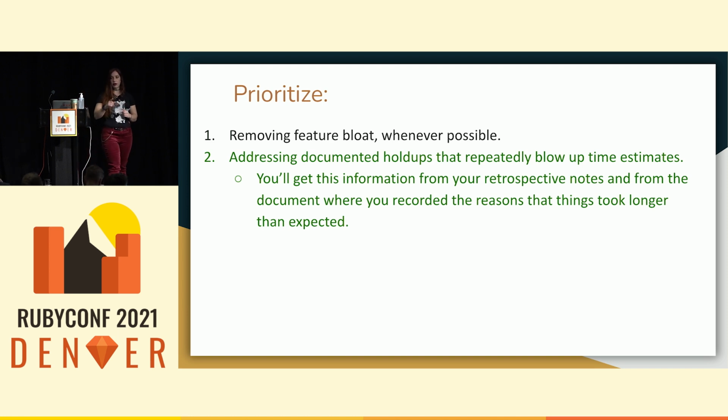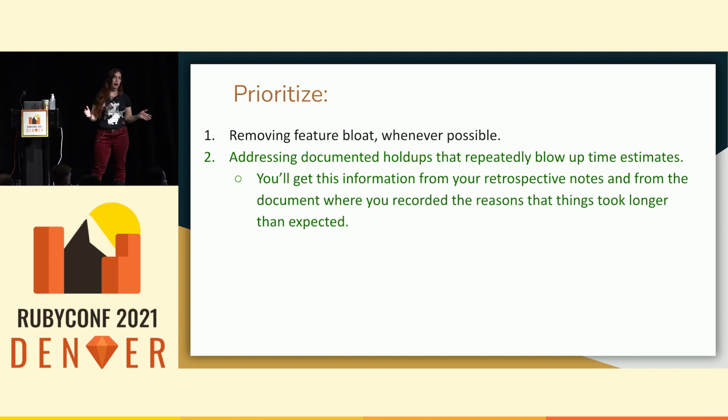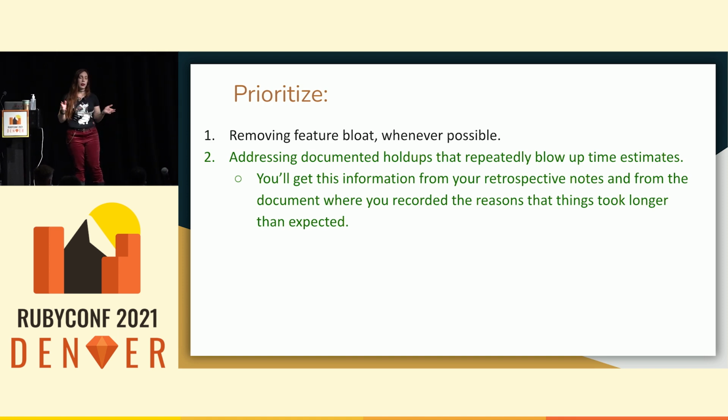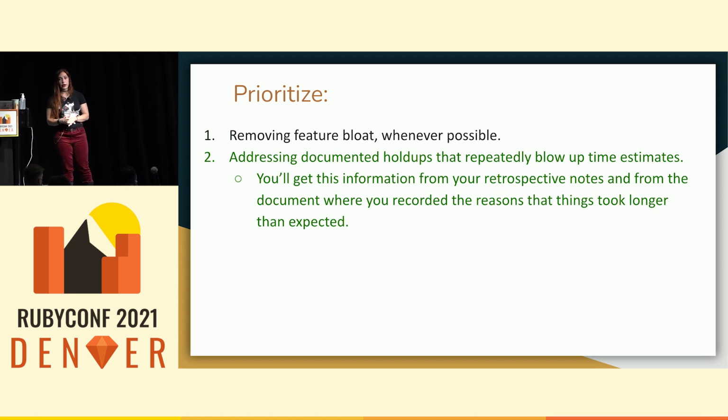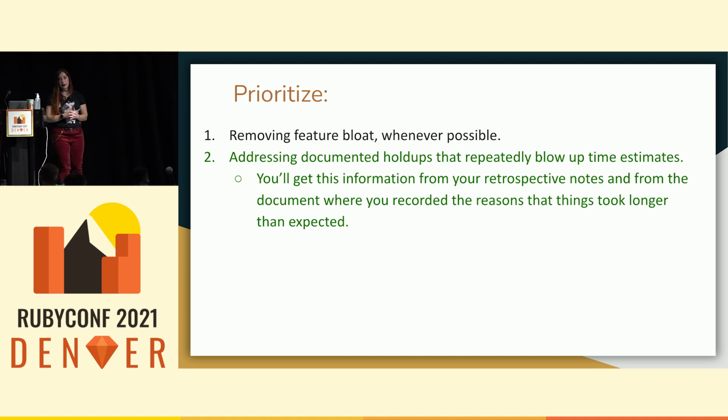Second one, addressing documented holdups that repeatedly blow up time estimates. So here's what I mean by this. Suppose that we've got a week and we don't have any feature deadlines in this week. What are we going to do with it? Suppose we even call it a refactoring week. This is where we can go into our retros, into our incident reports, into our estimations and our understanding of why those estimations were off, and find empirically backed changes that we can make that will reduce our maintenance load going forward. So this is that data-driven part that we were talking about a little bit earlier.